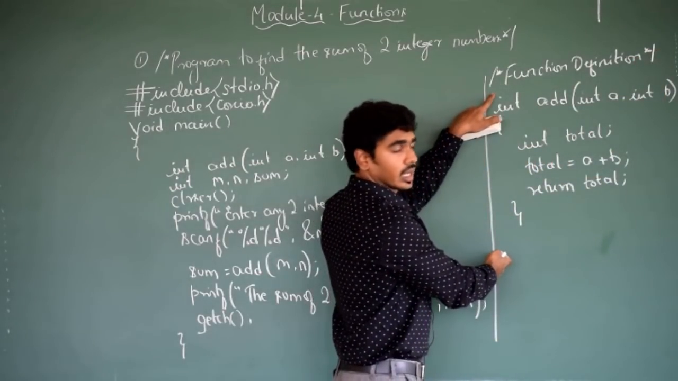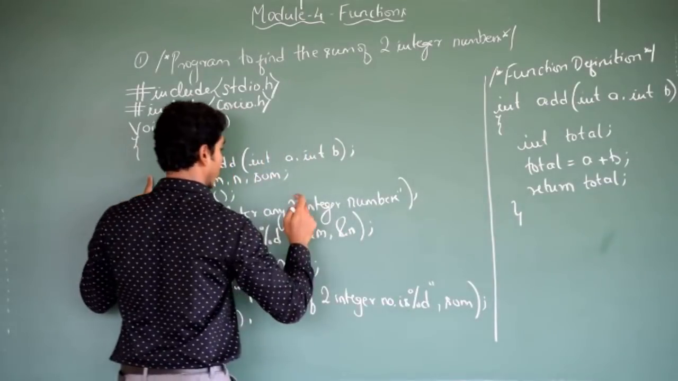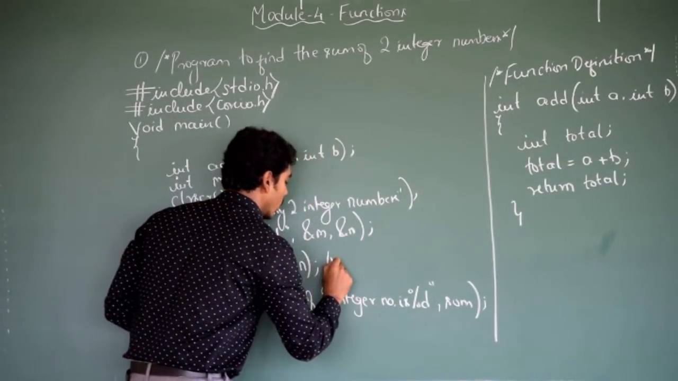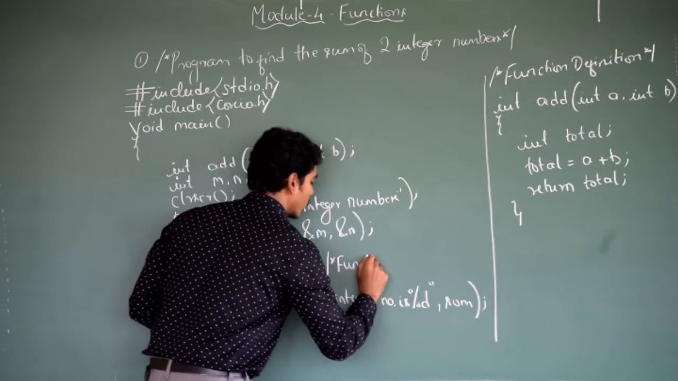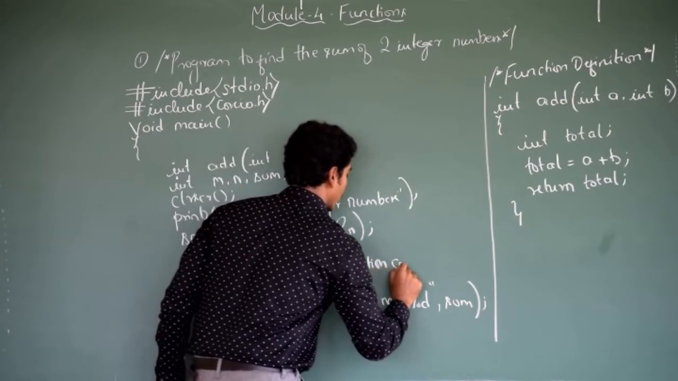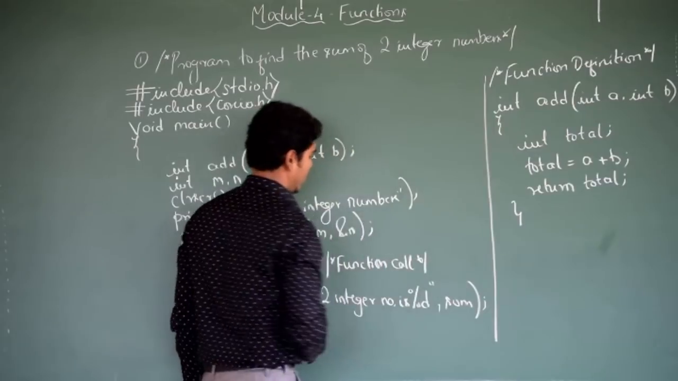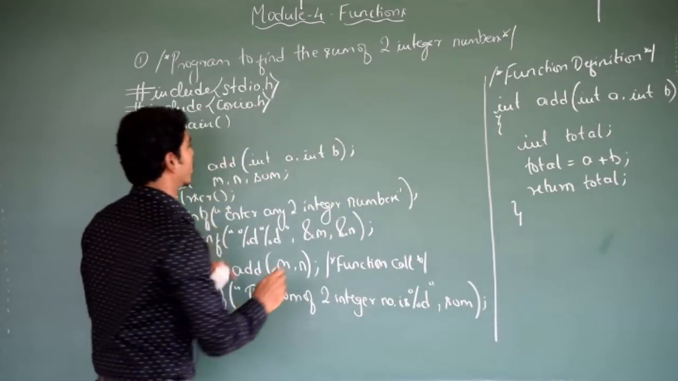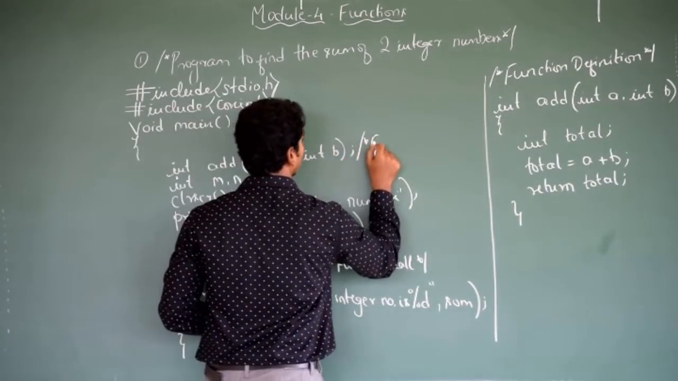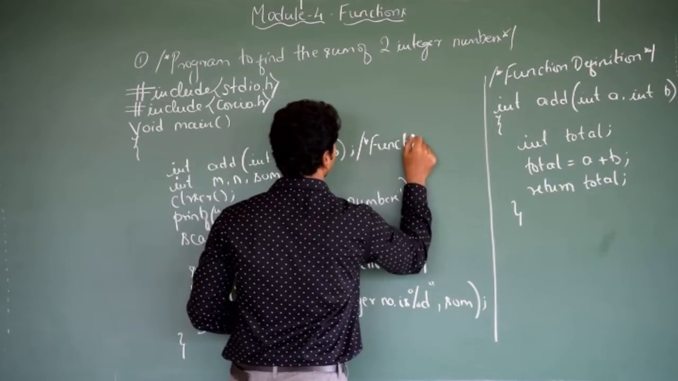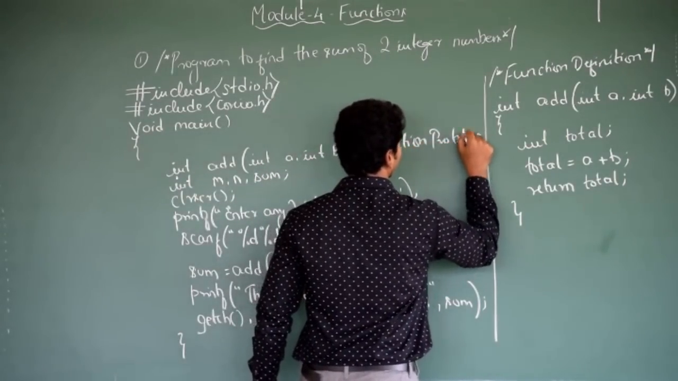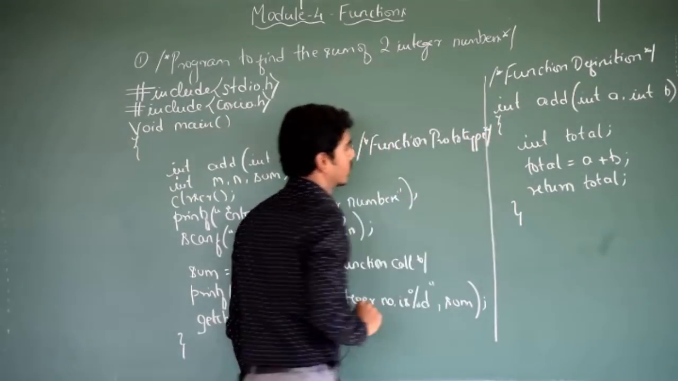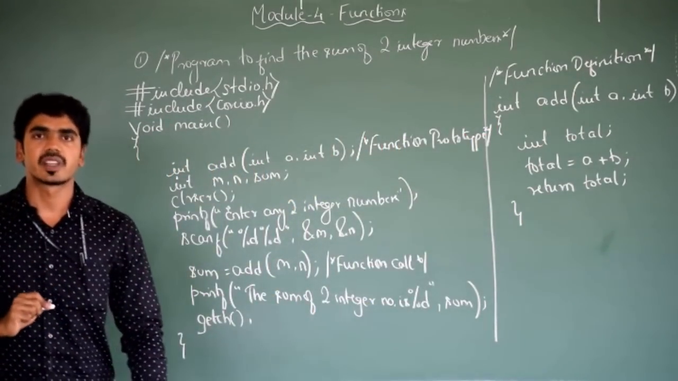This is the first important element. The second element is the function call. The third important element is the function prototype. So now the program is complete.